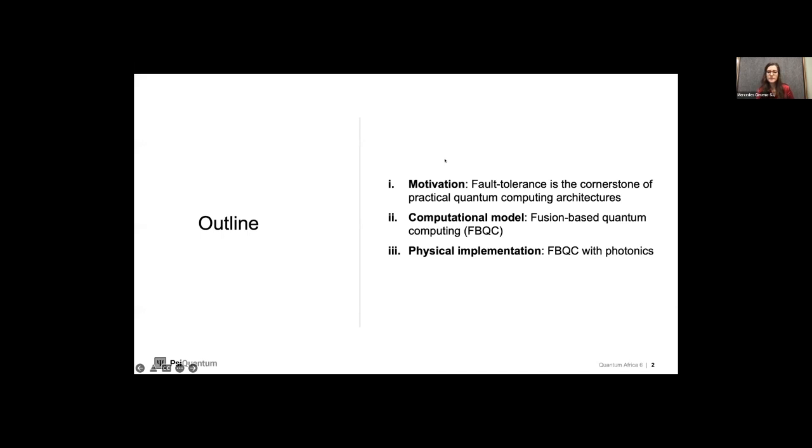Roughly, the outline of the talk: I want to give a little bit of motivation for fault tolerance and why we're focused on fault-tolerant quantum computing architectures. Then I'm going to move on to discussing the computational model. We use fusion-based quantum computation, which is slightly different from other existing models. It has similarities with measurement-based quantum computing, but it's certainly different. And then I will move on to its physical implementation: how do you actually build the primitives and building blocks of that computational model using photonics?